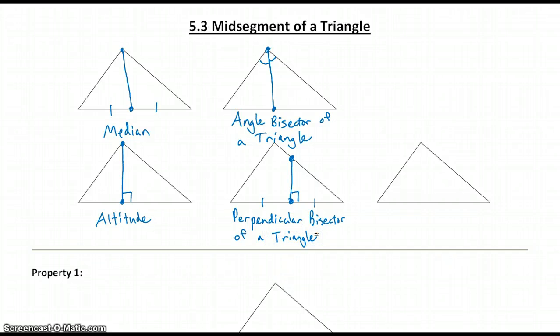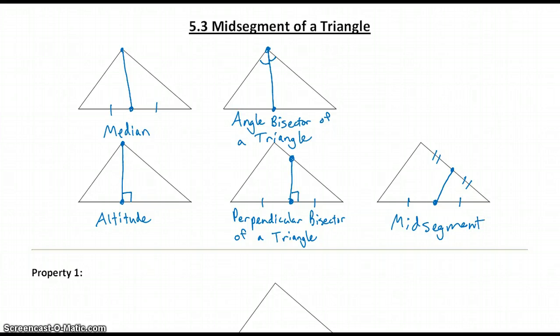The fifth special segment of a triangle is called the midsegment. The midsegment connects a midpoint to another midpoint. So we find the midpoint of one of our sides and the midpoint of another side and connect those two midpoints to create the midsegment.